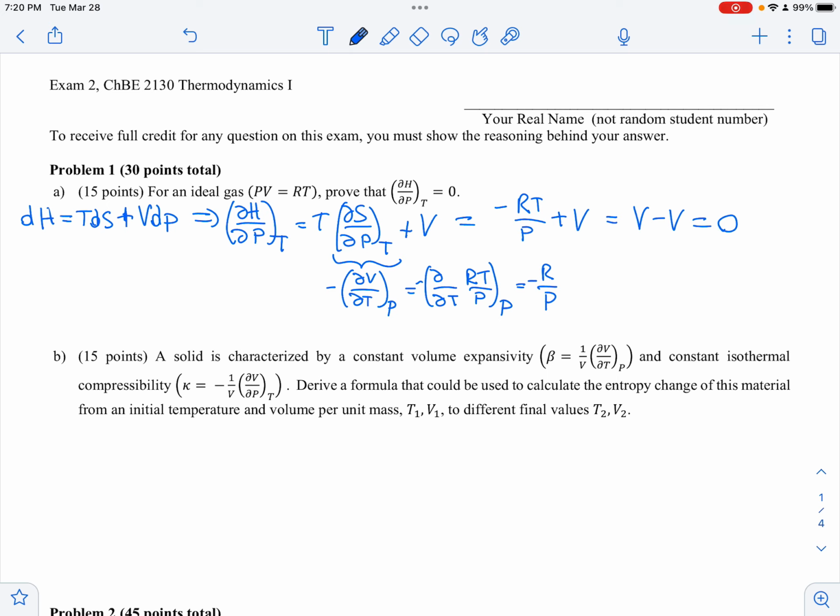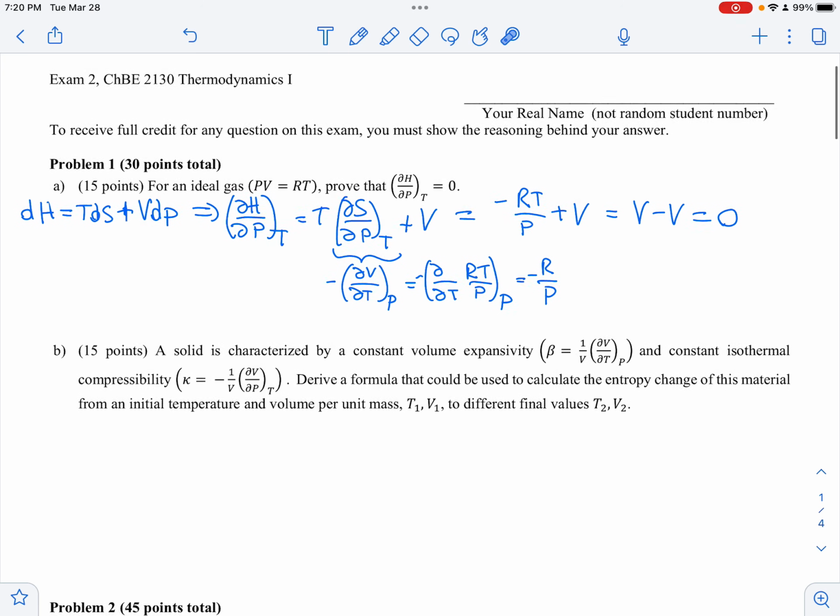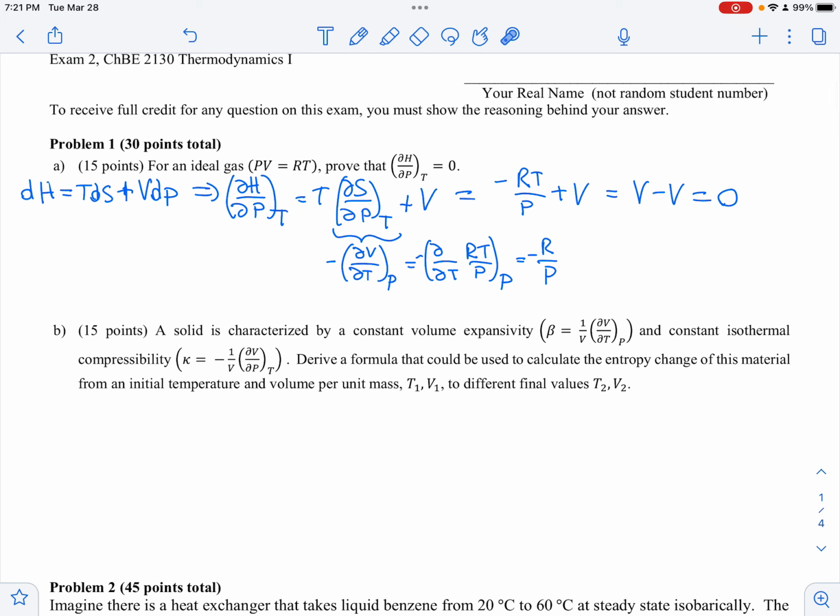The second part is asking us, a solid is characterized by volume expansivity, beta, and isothermal compressibility, kappa, and we need to derive a formula that can be used to calculate an entropy change of this material from initial temperature and volume T1, V1 to final values T and V. So in this case, we're explicitly told that our variables are T and V. Just translating the question to mathematics, we're interested in deriving a function S of T and V. So I would start with a total derivative.